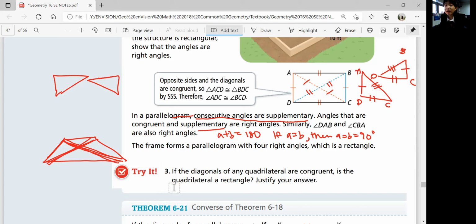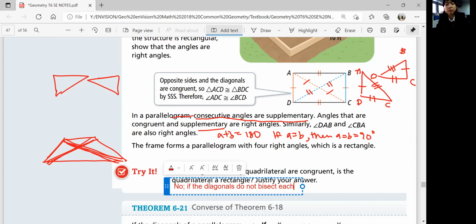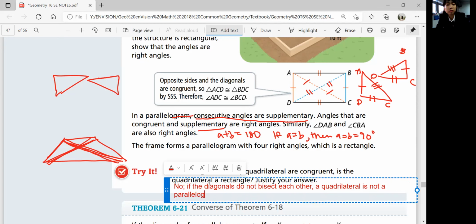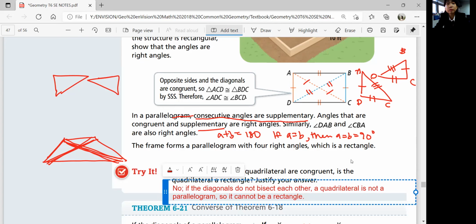So if it's a parallelogram that has congruent diagonals, then you know it's a rectangle. But for quadrilaterals, it could be a trapezoid. So it's not always. No. If the diagonals do not bisect each other, the quadrilateral is not a parallelogram. So it cannot be a rectangle. Okay, because that's also a property of parallelograms.